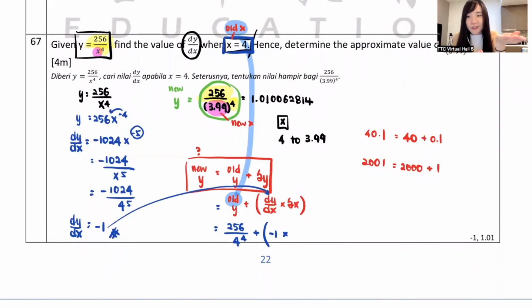Don't ask me, teacher, why. Hello, just now you did it, okay? And then just now when you sub, you also sub the original x one. So you sub the OX inside. So -1 is totally can use one.